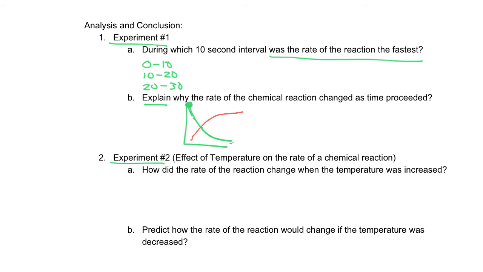In experiment 2, we looked at the effect of the temperature on the rate. How did the rate of the reaction change when the temperature increased? So we increased the temperature. What happened to the rate of the reaction? Did it get faster? Did it get slower?